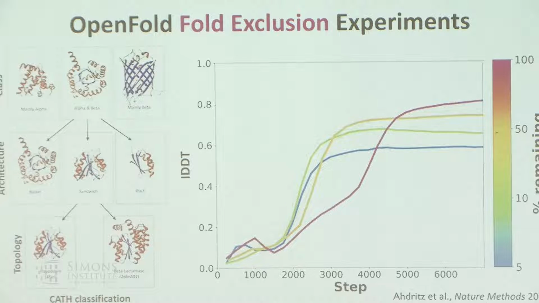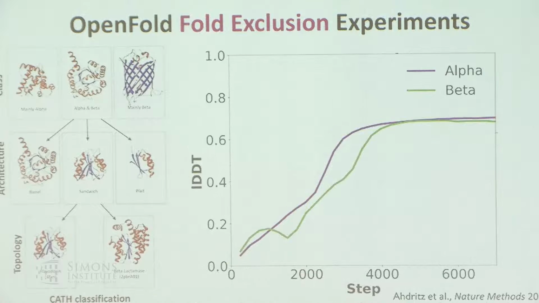And this holds for classes, for architectures, and remarkably even for classes, right? So in this case, these are models that are essentially trained on largely alpha helical proteins and tested on beta sheet proteins, and vice versa. And again, the model is actually performing at the level of the first AlphaFold.